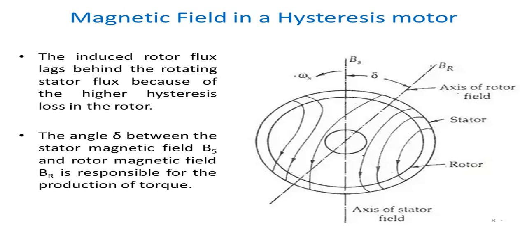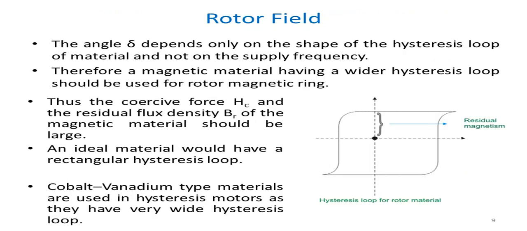In this diagram, clearly the vertical axis is of the stator field, and the shifted axis at angle delta is of the rotor field. The stator, the rotor, and the flux passing through them are shown in this diagram. The angle delta depends only on the shape of the hysteresis loop of the rotor magnetic material, and not on the supply frequency. So this delta angle is independent of supply frequency.